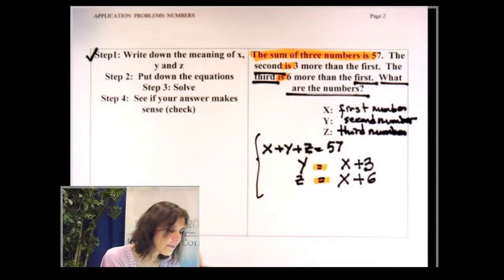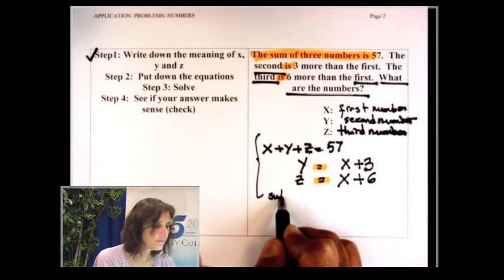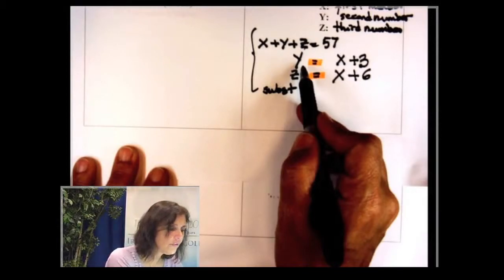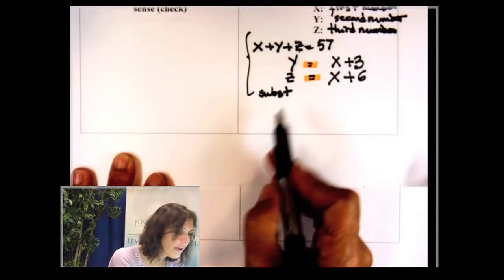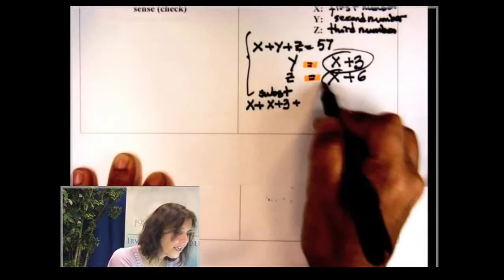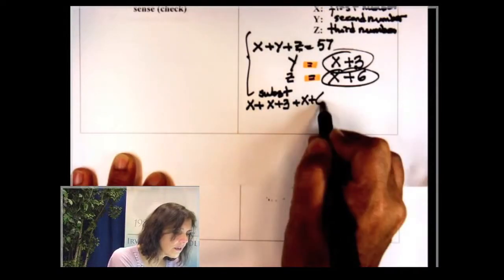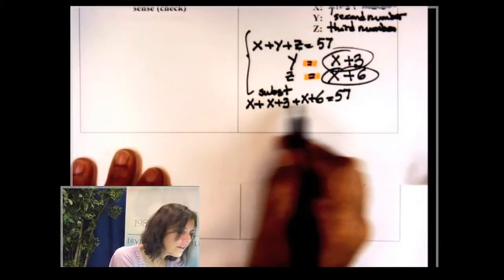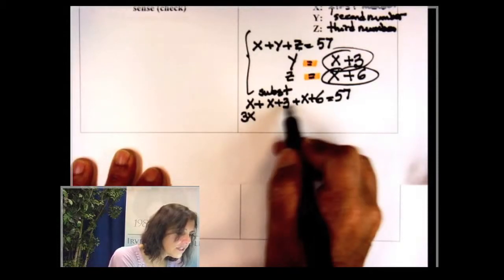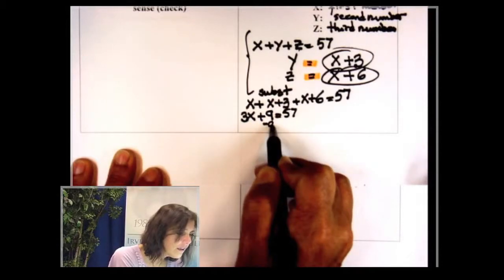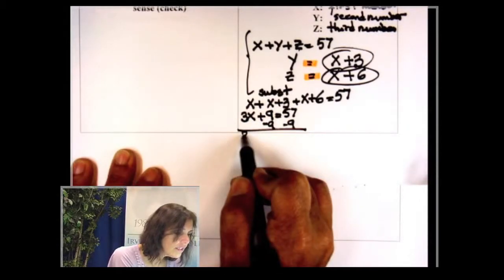So let's do it. I'll do substitution. Let's put that down. Substitution. So I'm going to put the Y in there into the first equation. X plus, instead of Y, I'm going to put X plus 3. Instead of Z, I will put X plus 6. Work it out. I have 1, 2, 3, X. And I have 6 plus 3, that's 9. Now subtract 9. 3x equals 68.